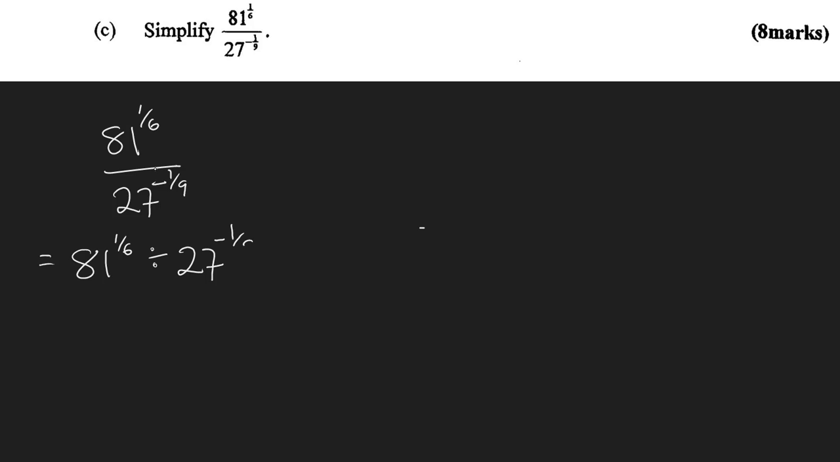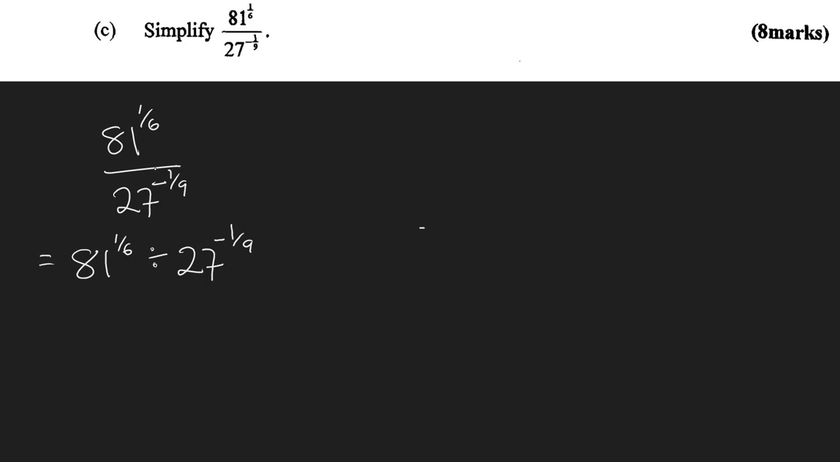Question 1c says simplify 81 to the power of 1 over 6 over 27 to the power of minus 1 over 9. It will be easier if we write it like this: 81 to the power of 1 over 6 divided by 27 to the power of minus 1 over 9. If you do it this way, it is easier.